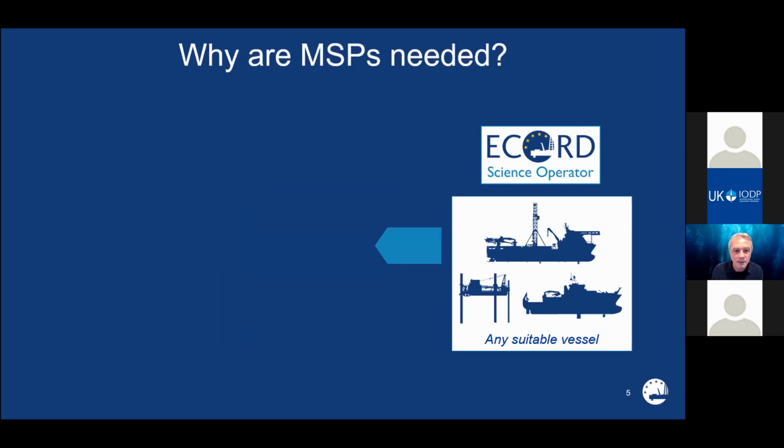So why are MSPs needed? Simply put, they are needed to complement the JR and the Chikyu to allow IODP to reach a greater range of scientific targets. And there are 4 main barriers that MSPs help to overcome.